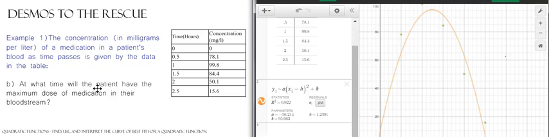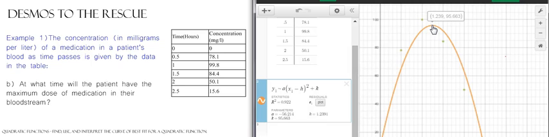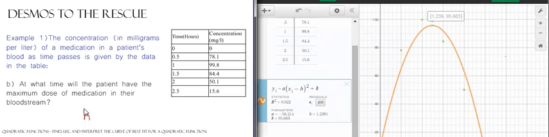So the question is, at what time will the patient have the maximum dose of medication in their bloodstream? Well, I can look at the graph and I can see that that maximum time is right about there. And in fact, if I scroll up on my graph a little bit, it'll give me that point. And so I can say that my time where they'll have the maximum medication is at 1.239 hours. So I'll say H equals 1.239 hours is when they have the maximum dose.